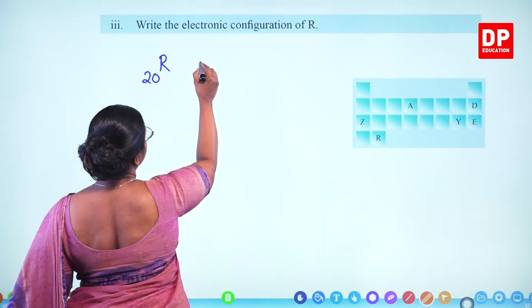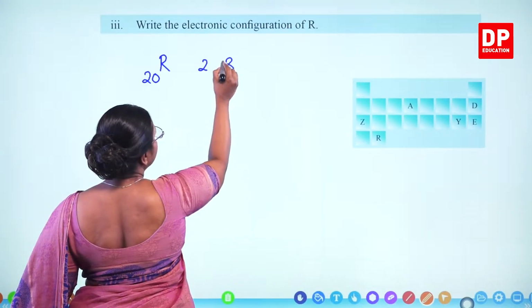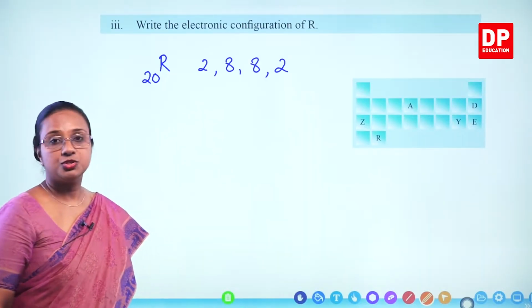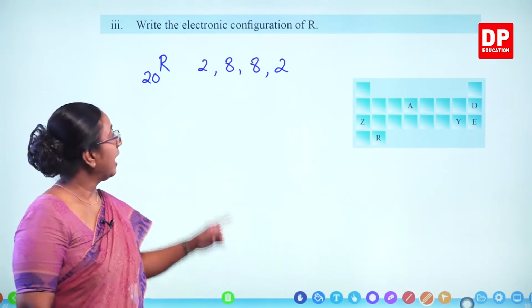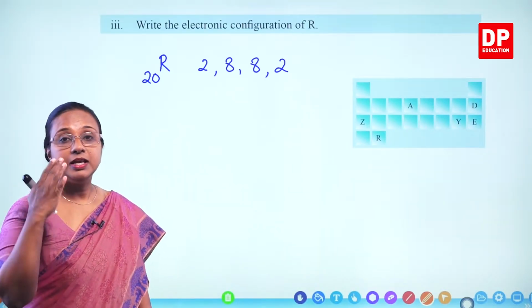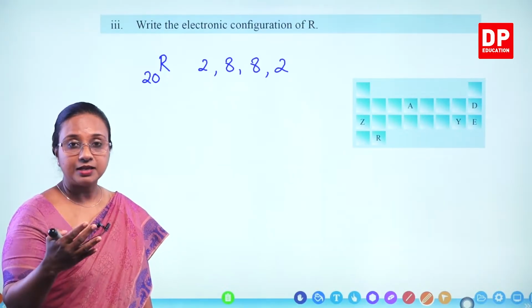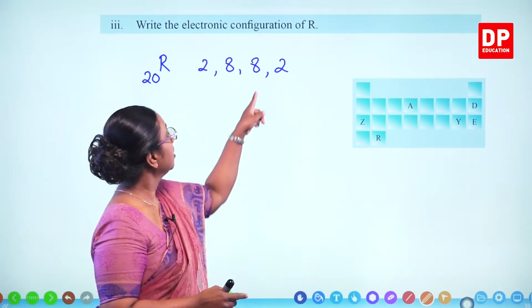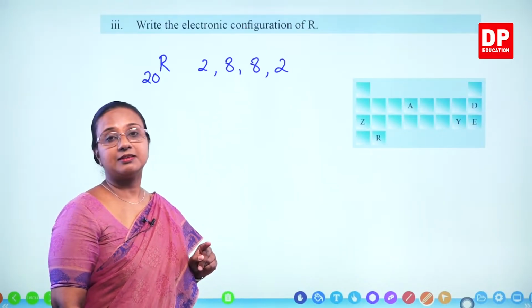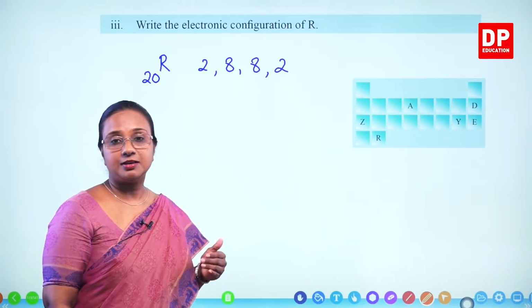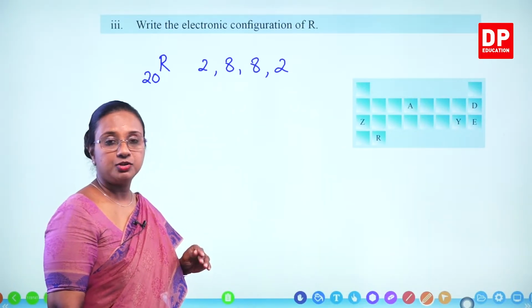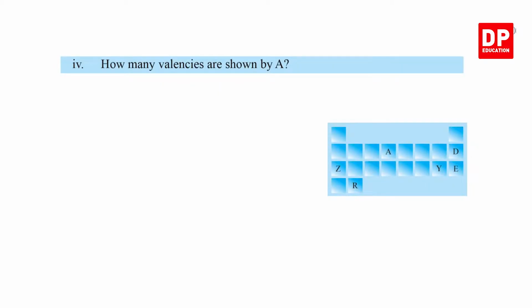And when we write the electronic configuration, it will be 2, 8, then it's 10, another 8, 18. Therefore, we need to have 2 more. 2, 8, 8, 2. And here, students, you have to remember the shell that has the electrons. If it is the outermost shell, it cannot have more than 8. That is the reason, although there can be a maximum of 18 electrons in the third shell, we put the last 2 electrons to the fourth shell. So this is the electronic configuration of R, 2882.